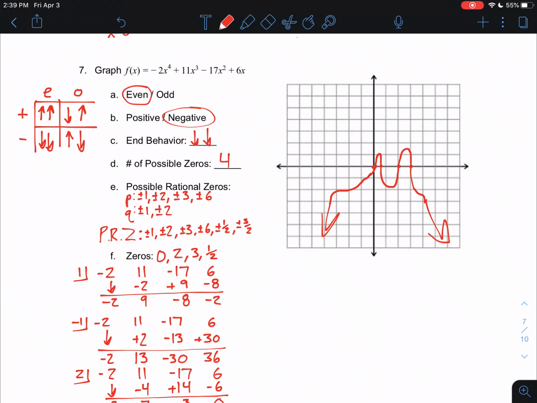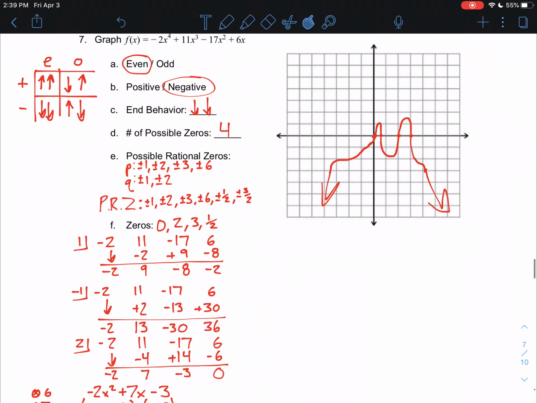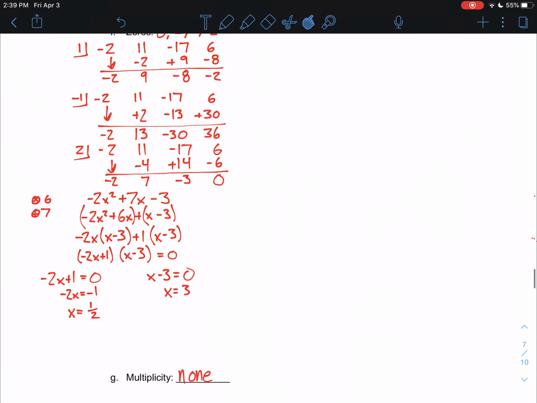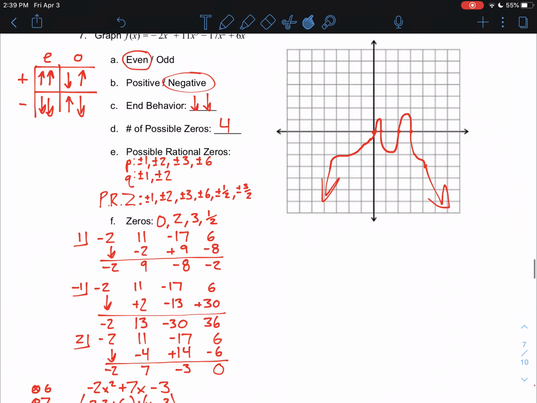That is a rough sketch, a very rough sketch of the graph of negative 2x to the 4th plus 11x to the 3rd minus 17x squared plus 6x. And by the way, the reason I did number 7 is because of that 0 there, because I knew it would throw a lot of people off. So the reason I did this is because that 0, and there aren't any more in this assignment that have that 0. So you don't have to worry about factoring out an x on any of the other problems. I just wanted to show it to you because I knew there would be a lot of questions.